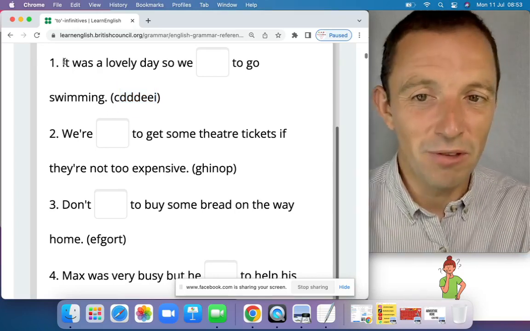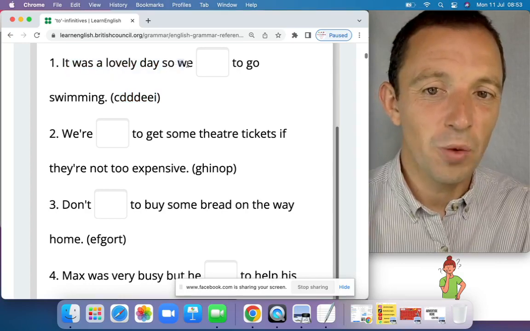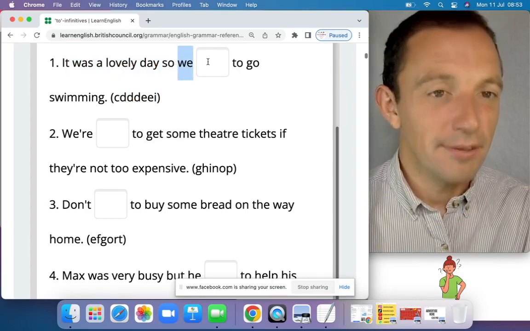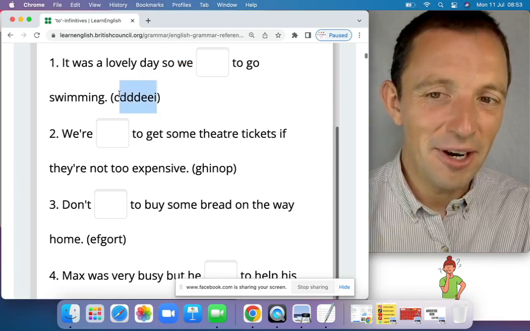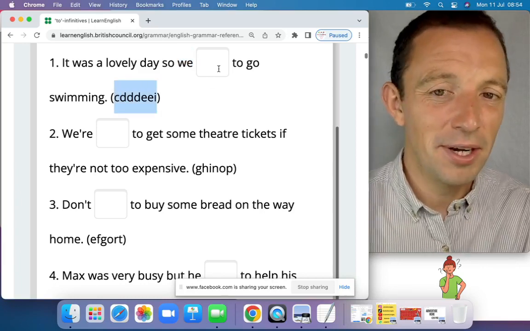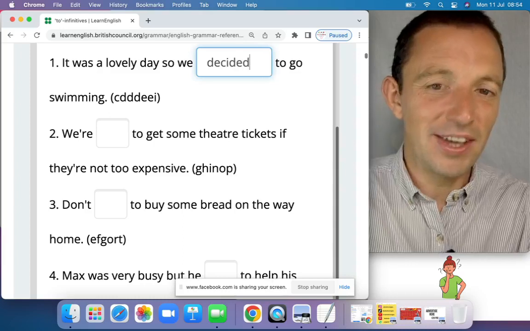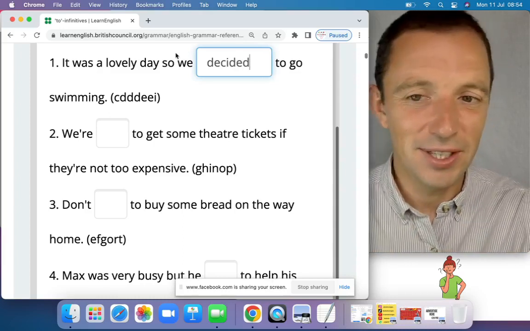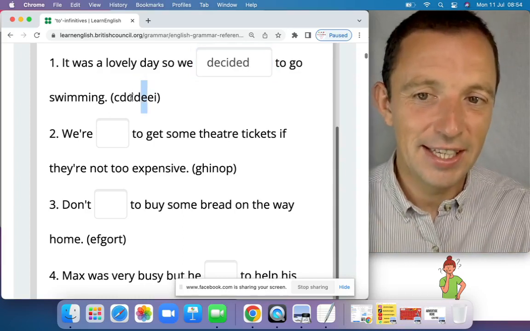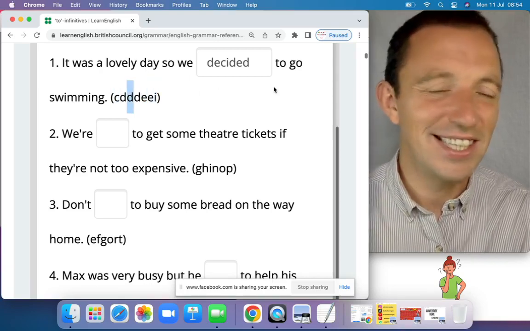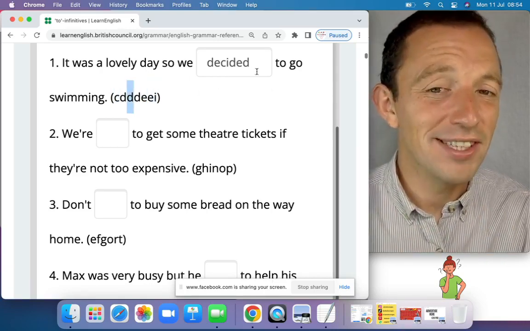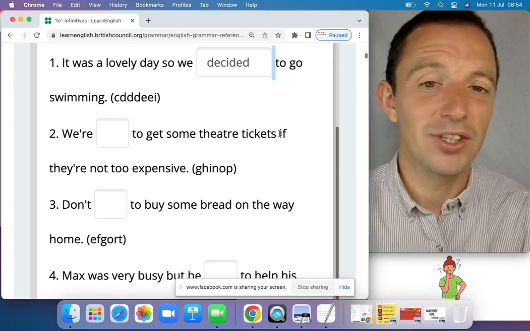So it was a lovely day. So we, verb, to go swimming. And the verb here, can you identify the verb? I think it's easy. We decided. Okay, so you see D, E, C, I, D, E, D, etc. So we decided in the past, and after decide we have the infinitive. Decided to go, decided to watch.